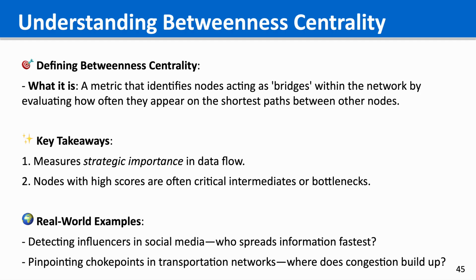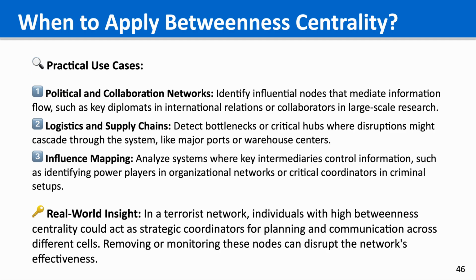In transportation, it might reveal highways or intersections critical to keeping traffic moving. If these nodes fail, the disruptions can cascade through the network, which is why this metric is essential when designing robust systems. Betweenness centrality comes into play when we're looking for those pivotal nodes that make systems tick, or in some cases, that act as choke points.